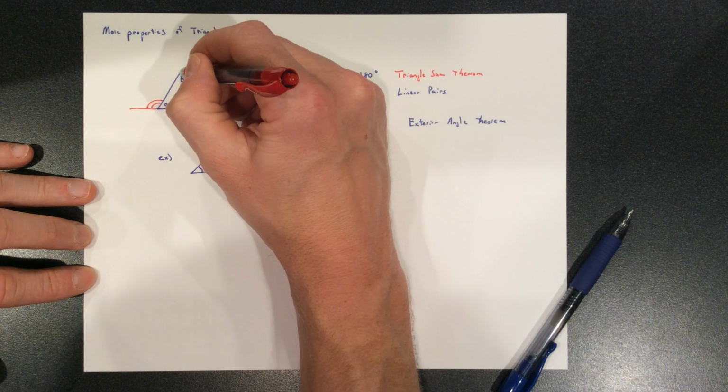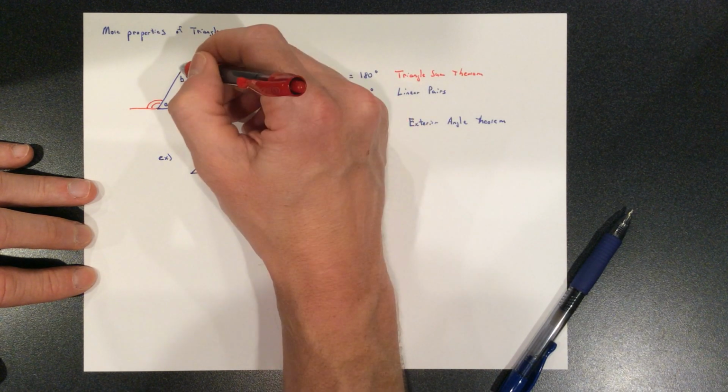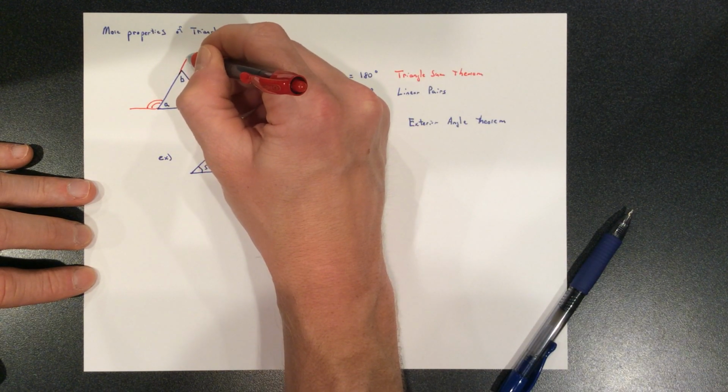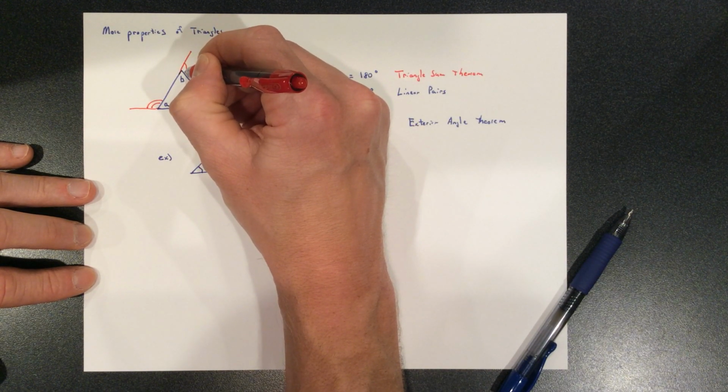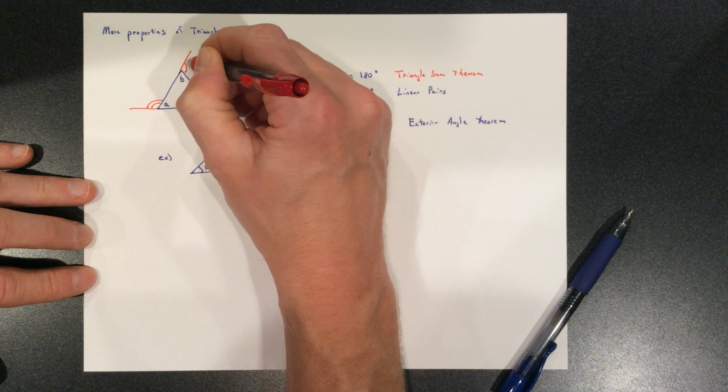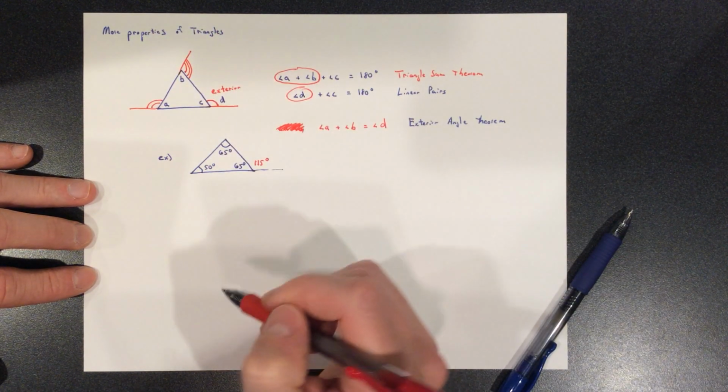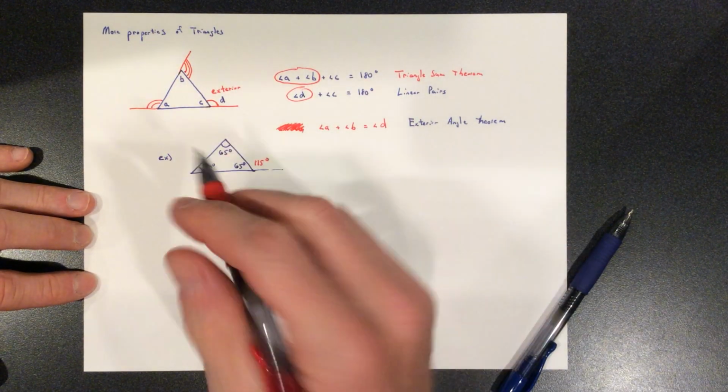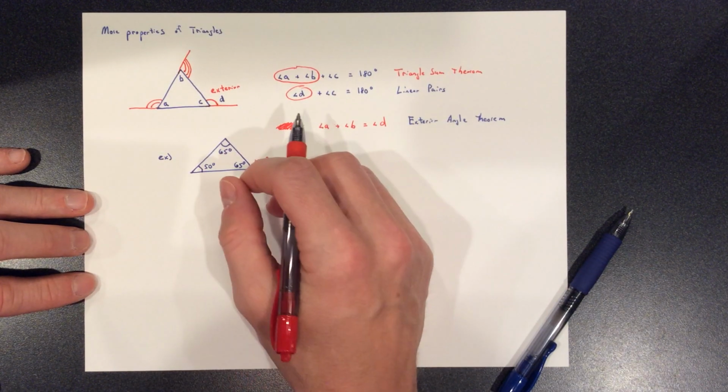We could extend that side and look at that exterior angle. And that has to equal A plus C. Right? It doesn't really matter. We can do a variety of them. And that's usually the one we look at, but it doesn't matter. Okay, I got exterior angles.